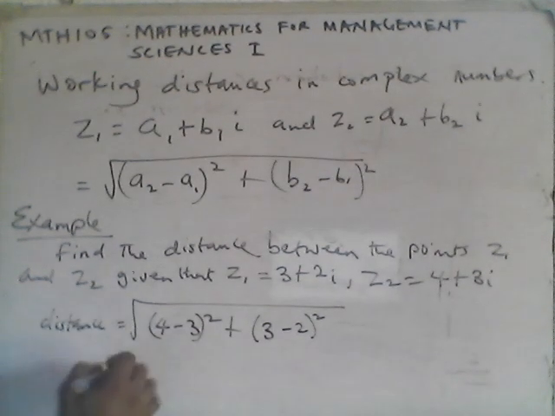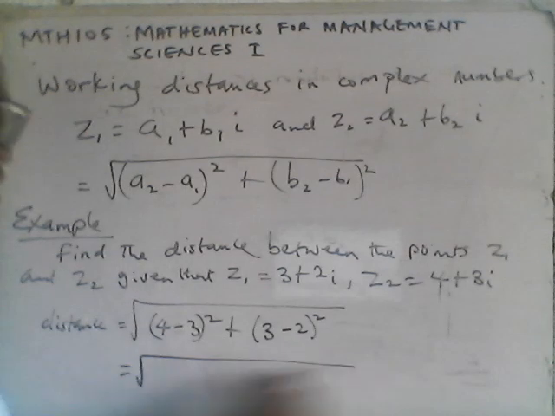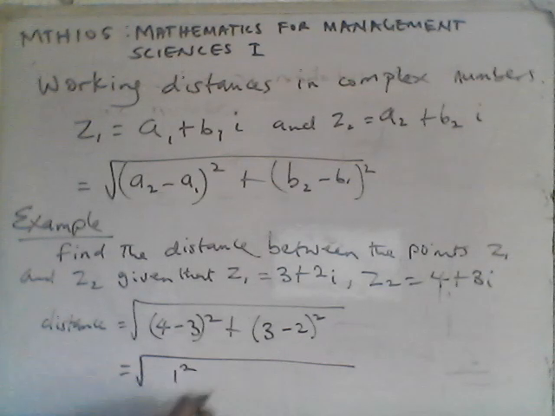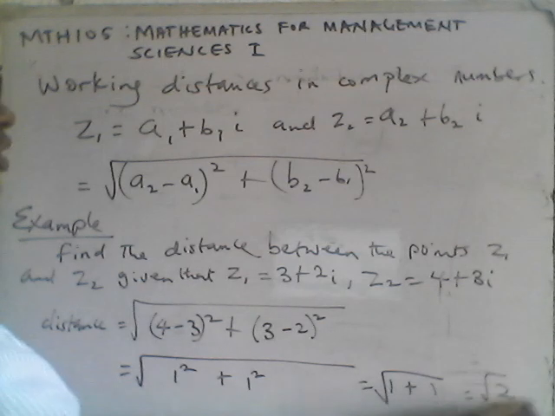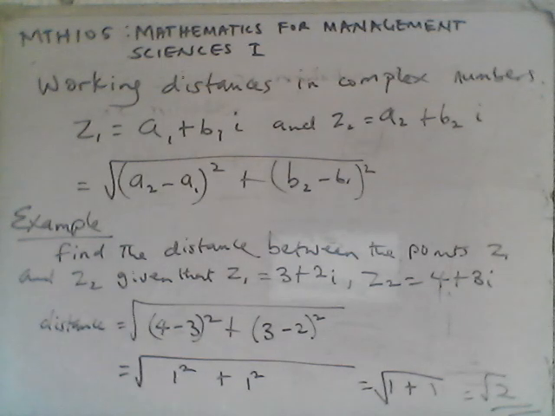So that's all. What you do now is mathematics. 4 minus 3 is 1, all squared, plus 3 minus 2 is 1 again, all squared. So 1 plus 1 is 2. Then the square root of 2 is the final distance of that vector. So that is it. That's how you work out distances of complex numbers.